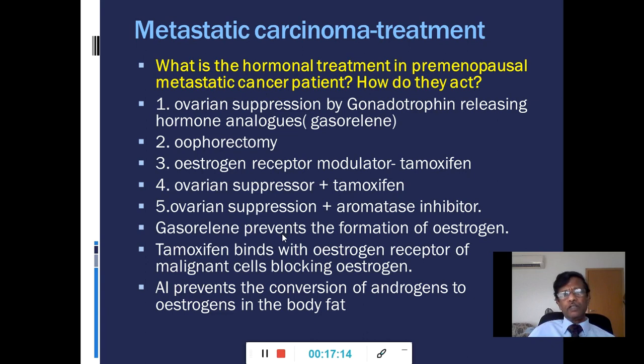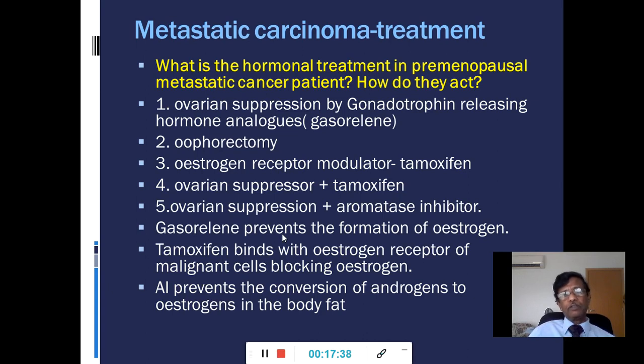Here, goserelin prevents the formation of estrogen. Tamoxifen binds with the estrogen receptors of the malignant cells, blocking the estrogen from acting. Because if the estrogen is received by the malignant cells, they flourish. So here tamoxifen binds with the estrogen receptors of the malignant cells, blocking the estrogen.